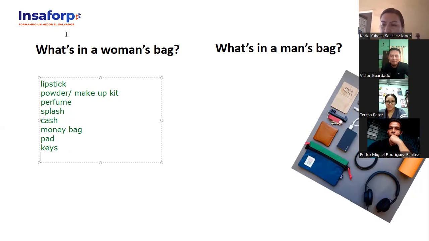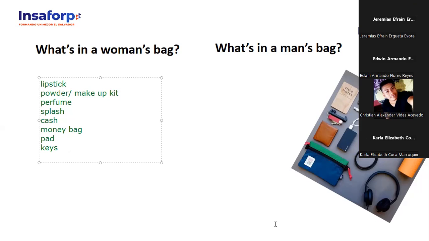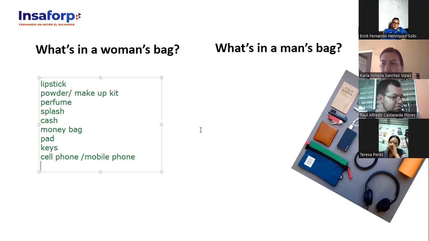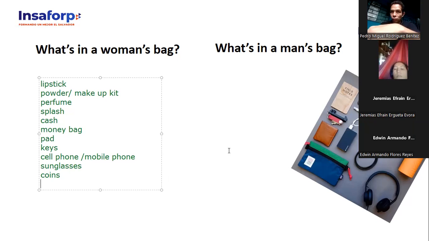Pad. Do you have a pad? Yes, I do. I need one. Okay, pad. What else? Phone, mobile. Okay, the cell phone or the mobile phone. Okay, what else? Sunglasses. Something else? Coins. Monedas, coins.